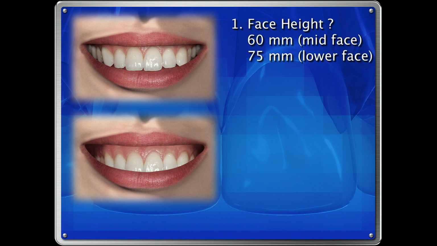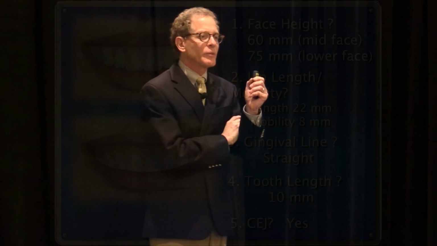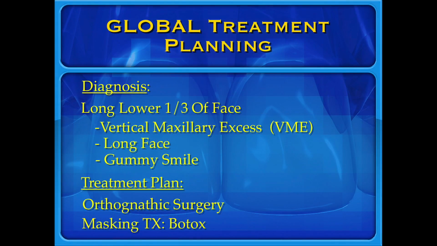There's the problem right there, face height. That's supposed to be 1-to-1, and yet in this patient, the lower face is much longer than the middle third of the face. All of the other numbers are normal on this patient. So our diagnosis on this patient is vertical maxillary excess. So remember, if a patient presents with a lot of gingival display and the lower third is significantly longer than the middle third, the presumptive diagnosis is vertical maxillary excess.